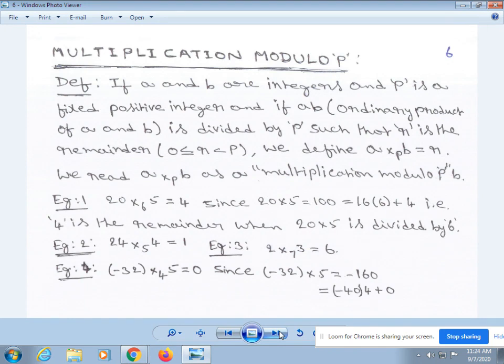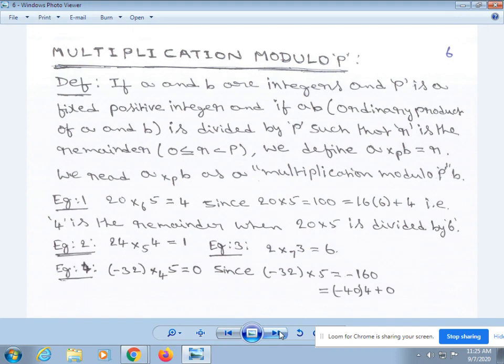For example, 20 into 5 multiplication modulo 6 is nothing but 4. Since 20 into 5 equals 100, that can be written as 16 of 6 plus 4. Here 4 is the remainder. That is, 4 is the remainder when 20 into 5 is divided by 6.